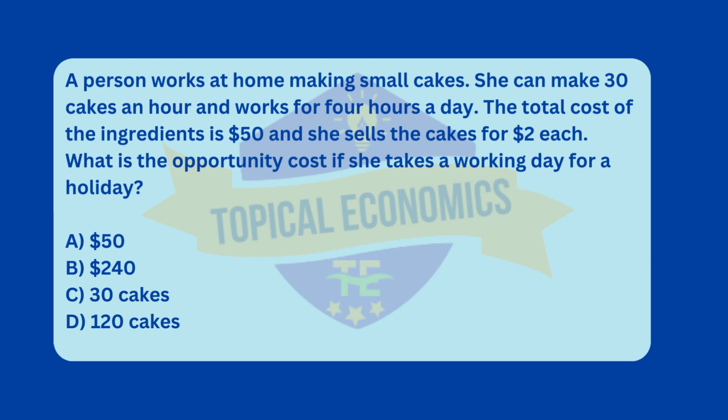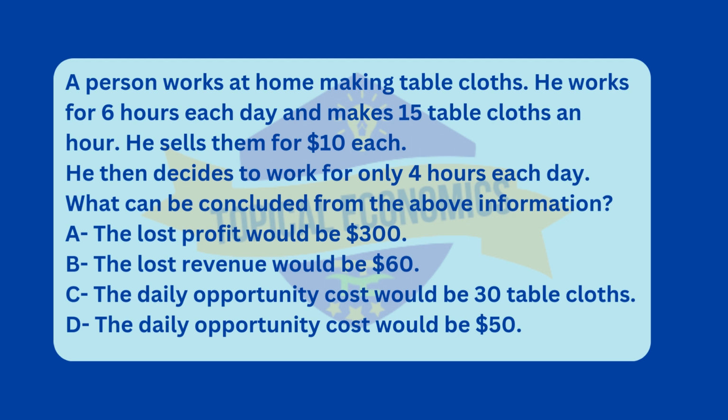Lastly, option C, 30 cakes, is incorrect, because 30 cakes represents the number of cakes she makes in 1 hour, but the opportunity cost is the total number of cakes she could have made during the entire day, 4 hours, which is 120 cakes. Moving to question 24.